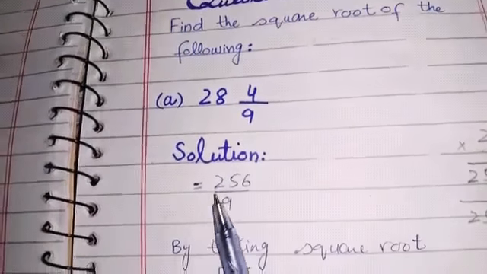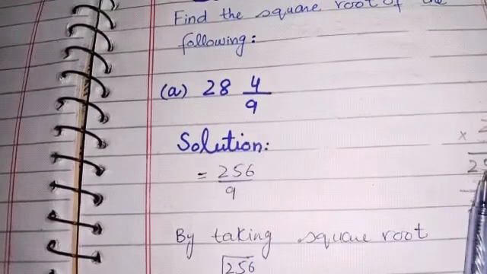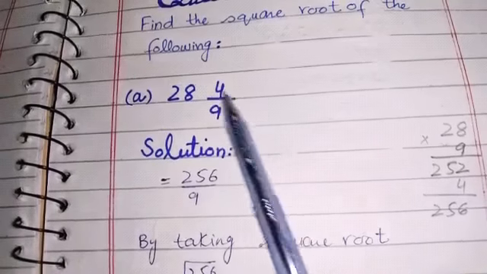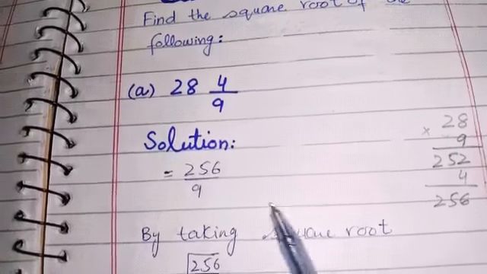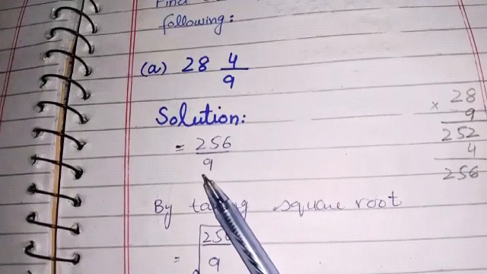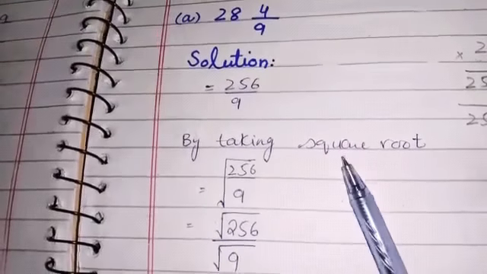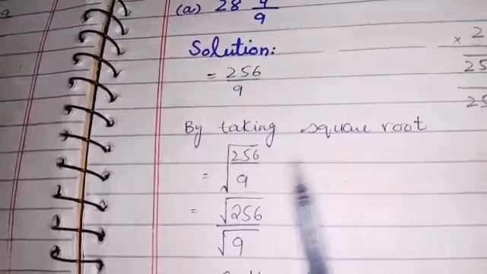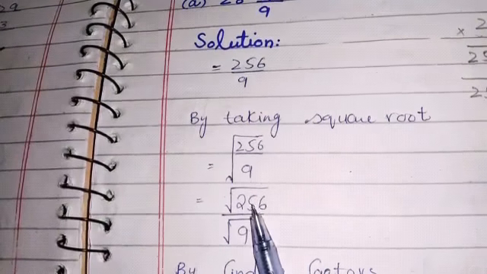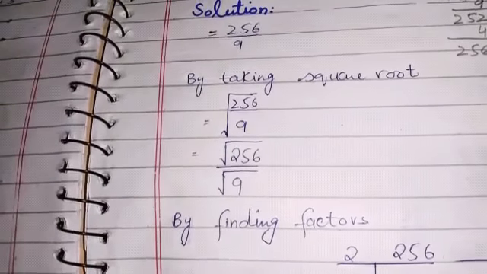Now in the solution, when we multiply 9 with 28, we get 252. Here in the working you can see, and when we add 4 to it, we get 256. So this mixed fraction converted to a common fraction is 256 over 9. Now students, we will take the square root of the complete fraction. We will write the square root of the complete fraction 256 over 9. It means the square root of the numerator as well as the square root of the denominator. Now students, we will find the factors.